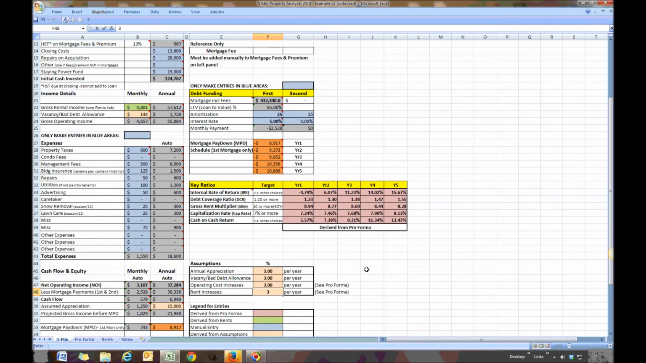So we go 3 across the board, and we can see any changes you make here automatically affect all the calculations on your key ratios and in your pro forma. So that's how easy it is to do your sensitivity analysis. You can take pessimistic assumptions, or you can take optimistic assumptions on the positive side, or you can take what is expected or in the middle of the road as well.